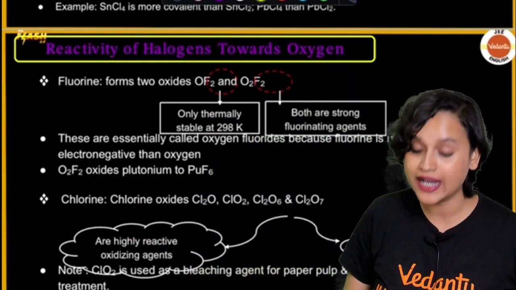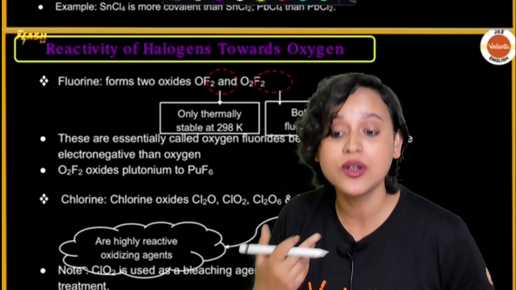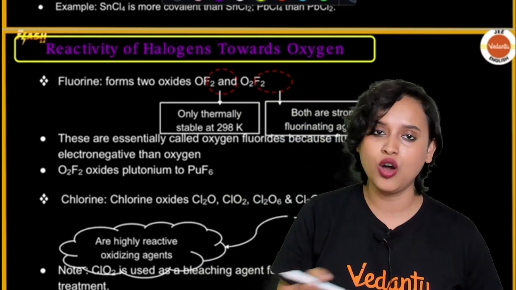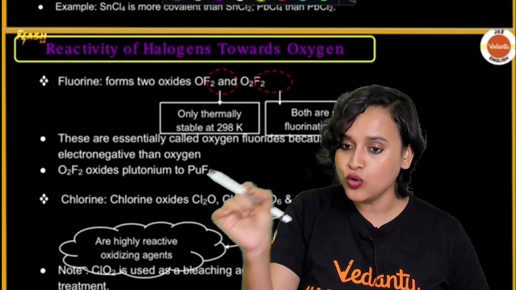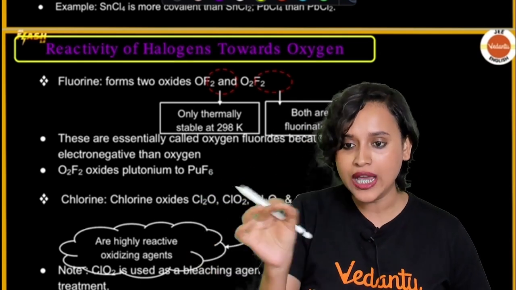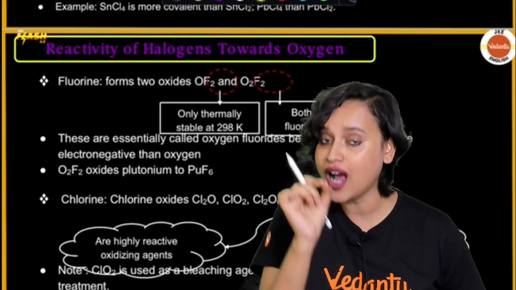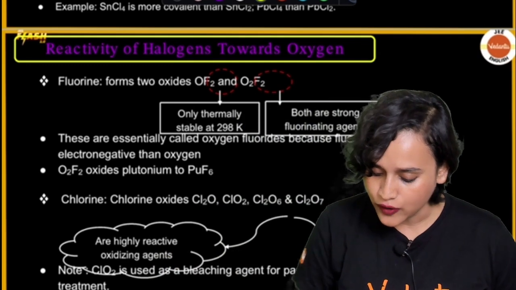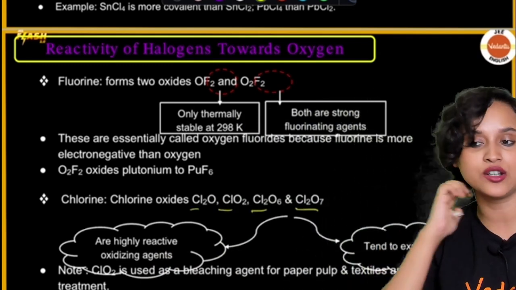Yes, they form oxides. And I have just told you, right? What are the oxides? You have OF2, O2F2, Cl2O, ClO2, ClO3, Cl2O7. All of these are there. Why? OF2 and O2F2 are good fluorinating agents. In case of chlorine also, it's here. See, Cl2O, ClO2, Cl2O6 and Cl2O7.